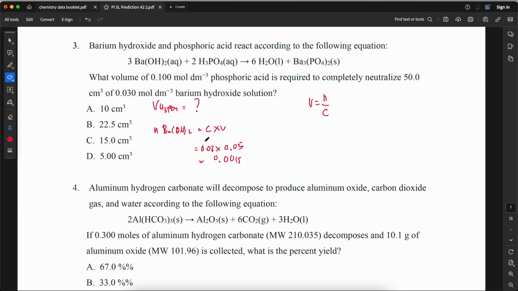And now to find volume, we need n divided by C. We don't have n for phosphoric acid, but we can do the mole ratio because we've got the mole of barium hydroxide. So mole of phosphoric acid would be 2/3 times 0.0015. That would be 0.001 mole. So we've got the mole of phosphoric acid, 0.001 mole, divided by the concentration, which is 0.1. So you've got 0.01 decimeter cube, which is 10 centimeter cube.